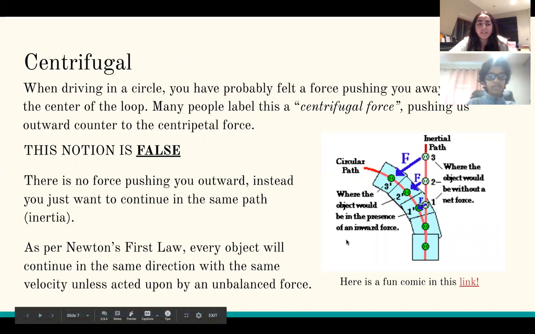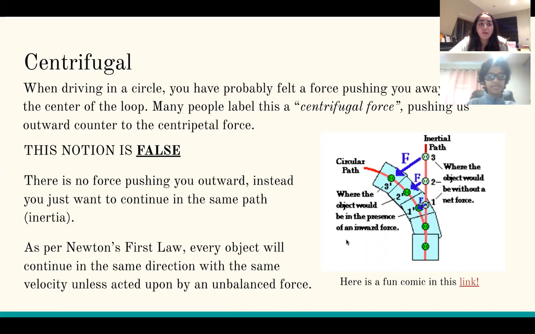Adding on to the idea of centripetal motion, a lot of people associate an opposite force, completely in the opposite direction of centripetal force, and label that as centrifugal force. It's considered that that force pushes us outward, allowing the movement to be balanced. However, this notion is false, and it's very important to recognize that it is false. There's actually no force pushing you outwards. Instead, it is just the concept of inertia.